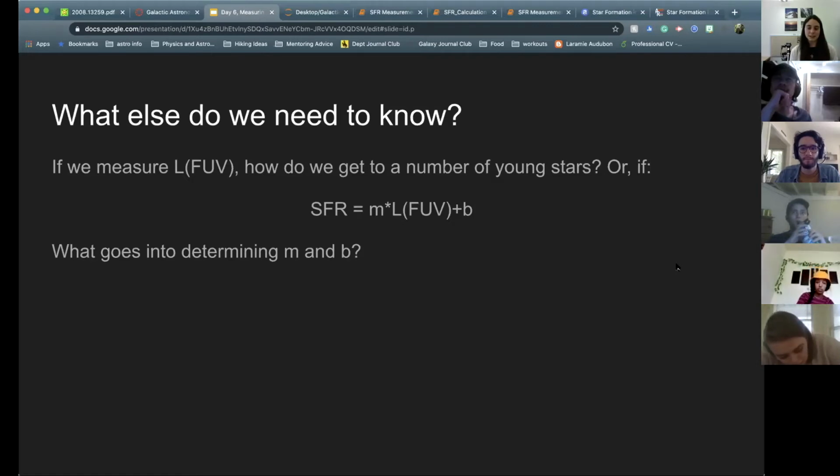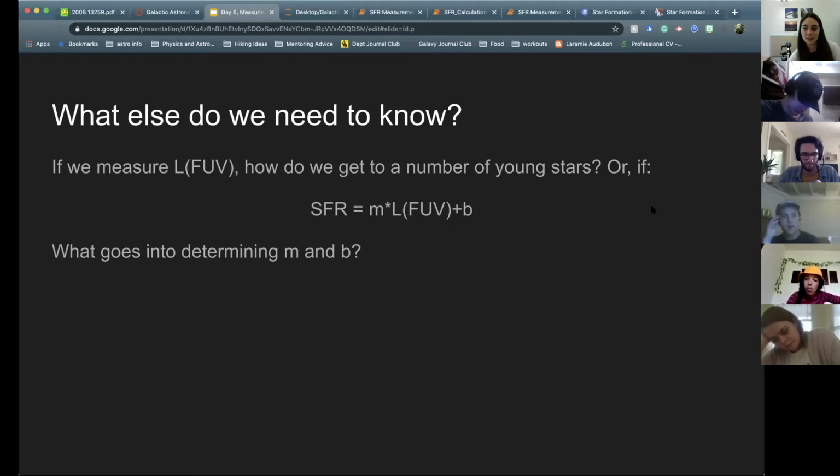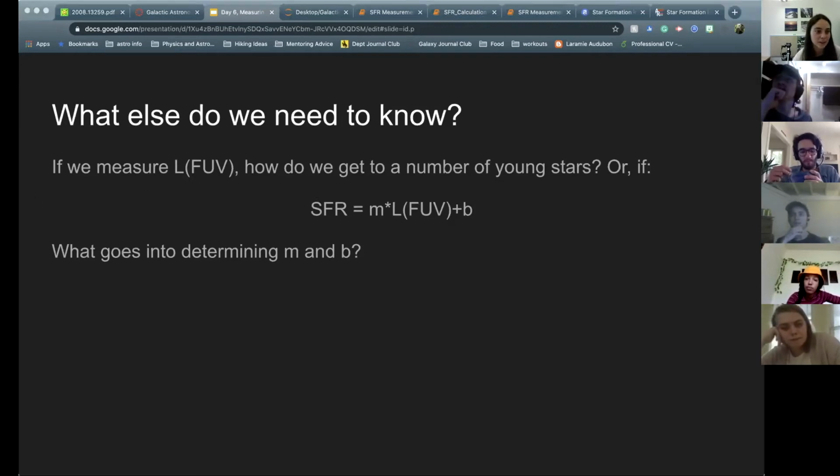Any thoughts? I would assume that the M is for mass. No, these are just like slope and intercept, so this is just a line fit. Like, what do we need, how do we convert FUV luminosity to a star formation rate? Sorry, maybe that's a better way to put it. Like how bright a hot blue star is, the ratio between luminosity and number, I guess.